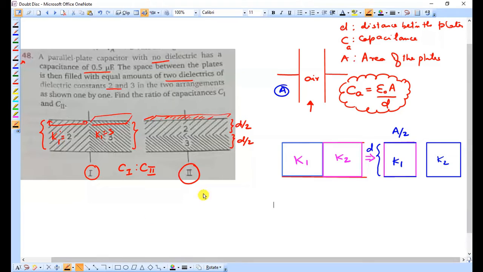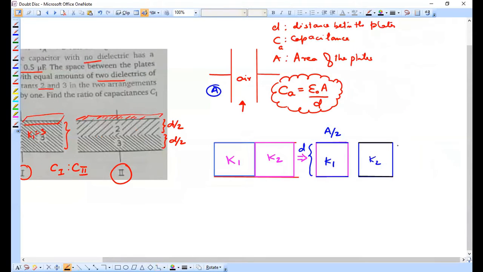Let's redraw this. So this is another one. These are the two plates, the black color one. Now this material occupies the entire space, the entire distance between the two plates, but just occupies half the area.